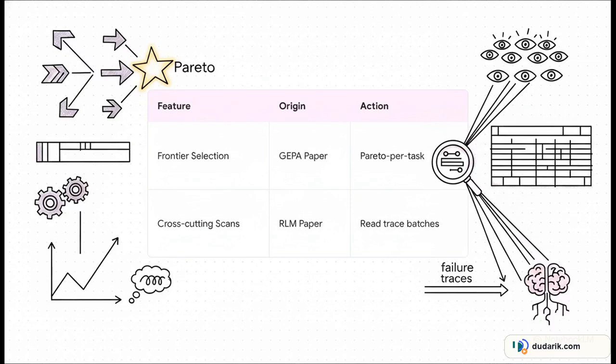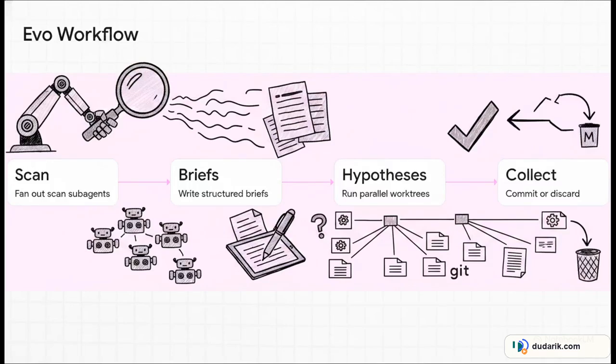Second, to analyze failures, it borrows from recursive language models, or RLM. It fans out subagents to read massive batches of failure traces all in parallel. This lets it spot compound failure patterns and semantic root causes that a standard linear read would completely miss. And here's what that workflow looks like in action.